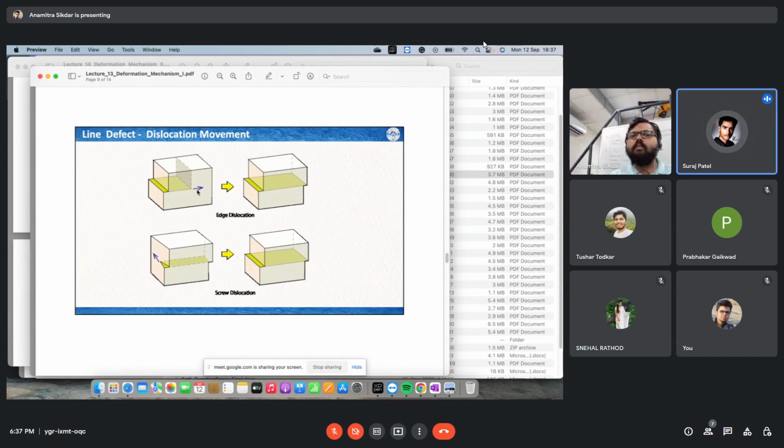I am asking whether the movement of the slip line is what we call the dislocation direction, or is it different? No, see the direction at which these atoms are moving. Like here the atoms are moving in the right hand side direction, right? And here also, if you consider this part, the atoms are moving in the right hand side direction. So the atoms are not moving in this direction, they are moving in this way. So this will be the direction of the Burgers vector.